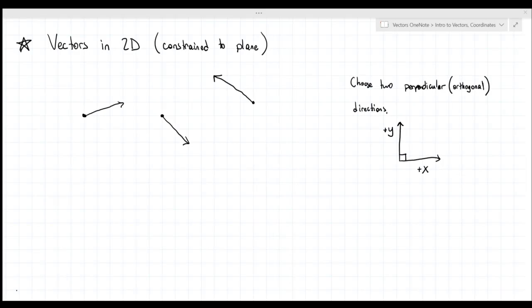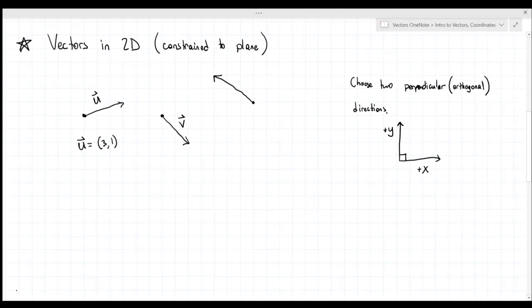That is correct. Okay. So once we choose a positive x and a positive y direction, then we can represent vectors as an ordered pair. So let's look at this vector here first, which I'll call u. Notice that it has an x component of 3 because it goes out to the right 3 units. And then it has a y component of positive 1 because it goes up in the positive y direction 1 unit. So I could describe this vector as the ordered pair (3, 1), okay?